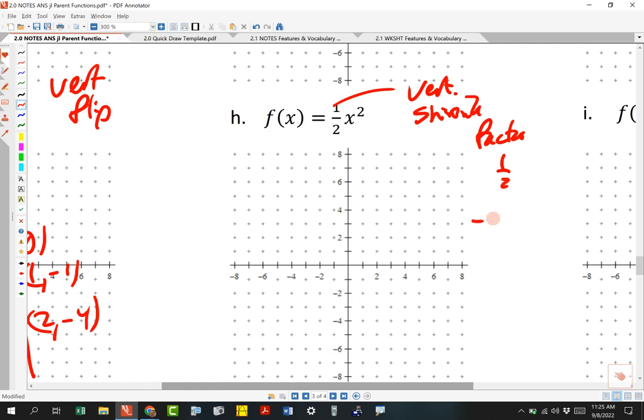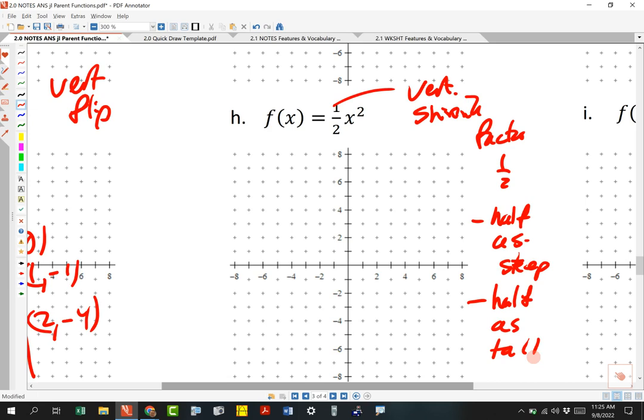Now, I'm going to call on Mason. Mason, how would you describe this to somebody? What does it do to the graph? It makes it twice as narrow. How about we use half as steep? Half as steep? I'll take that one. So half as steep, half as tall. Okay?